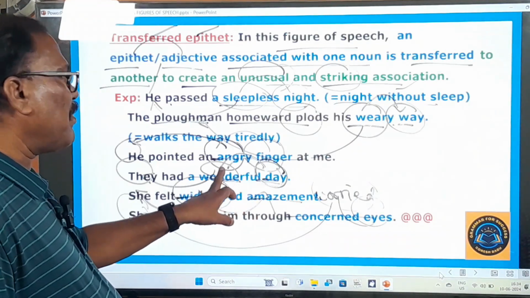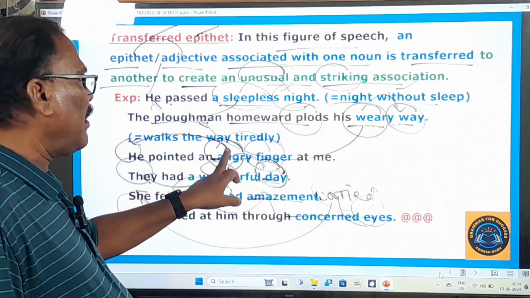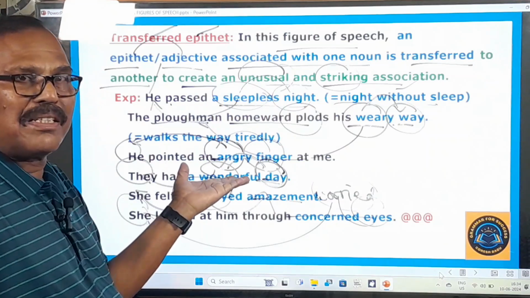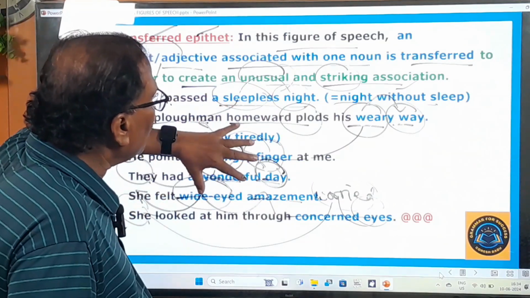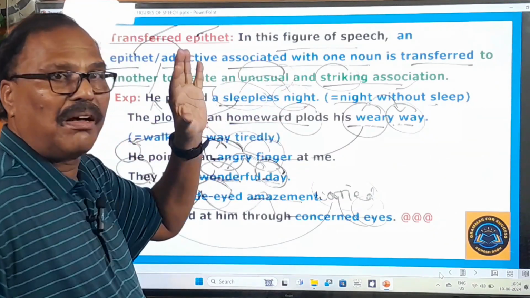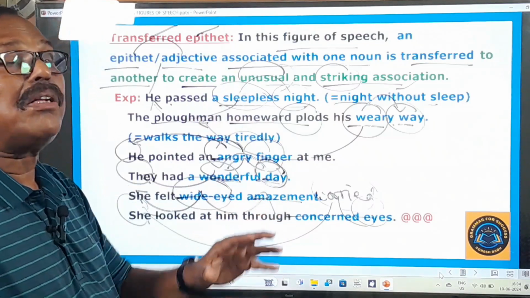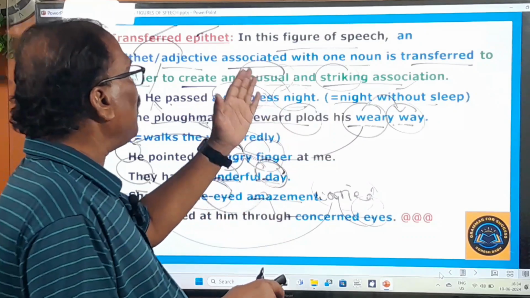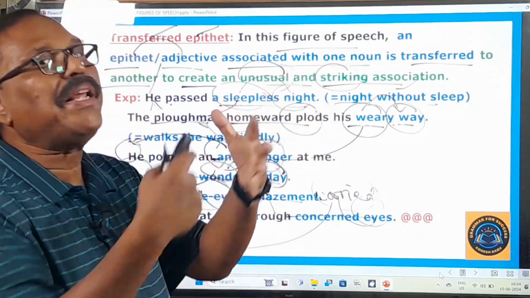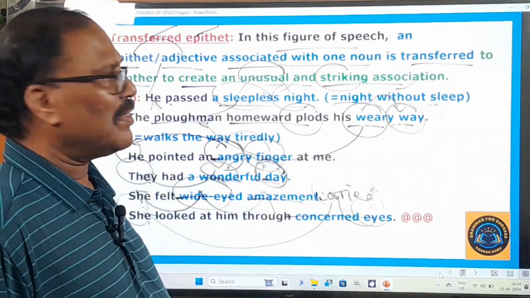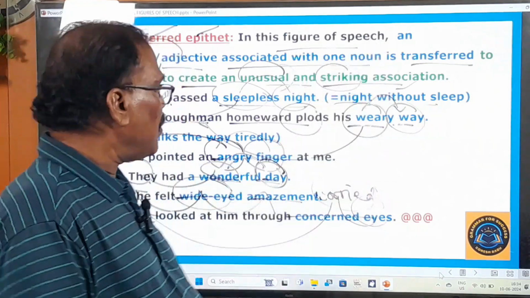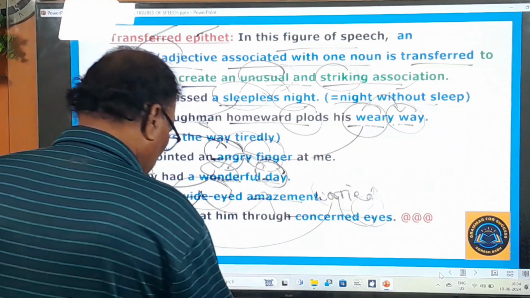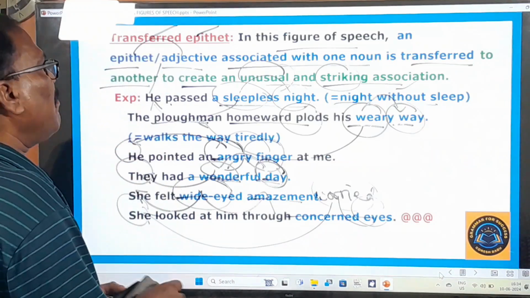This day cannot be wonderful. Finger cannot be angry. Way cannot be weary, tired. Night cannot be sleepless. So, the adjectives are transferred to those nouns in order to bring about some beauty to the sentence. Some kind of, you can say, unusual and striking combination. Combination means association. So in this way, this is a beautiful figure of speech. And now we go to learn about the next figure of speech.